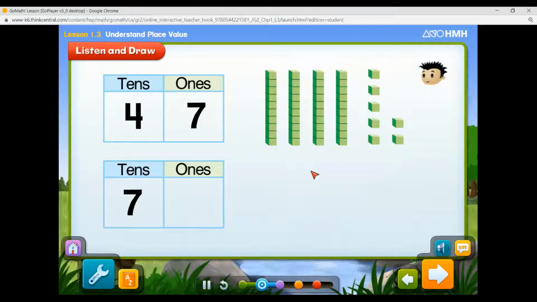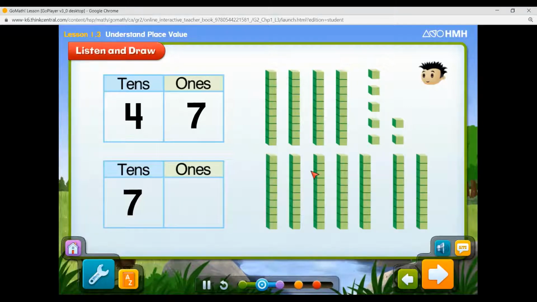How can you show 7 tens using blocks? You can use 7 tens blocks. 7 tens is equal to 70. What number belongs in the ones place? The new number has a 4 in the ones place. How can you show 4 ones with base 10 blocks? You can use 4 ones blocks. So Gabriel could have 74 cards.